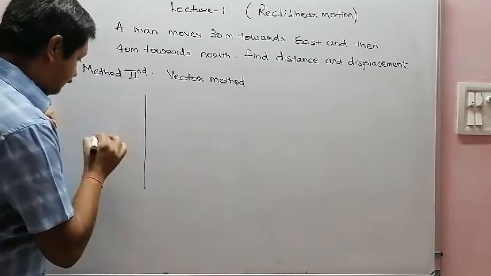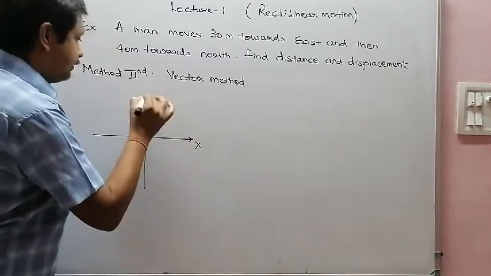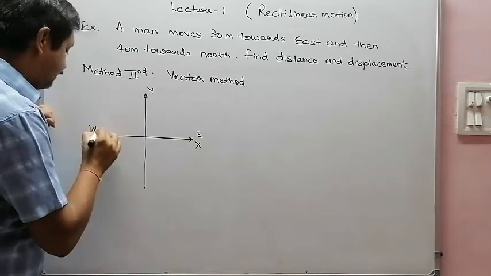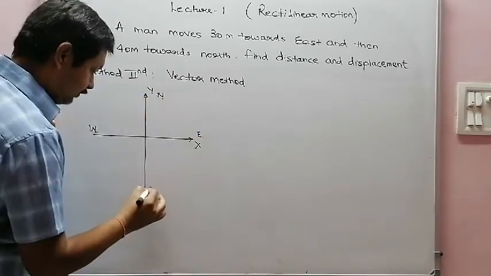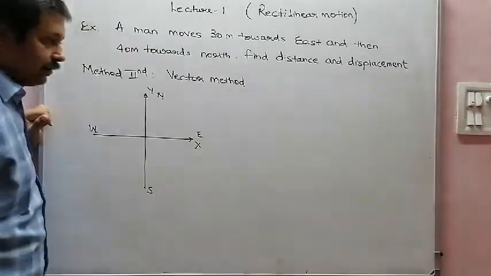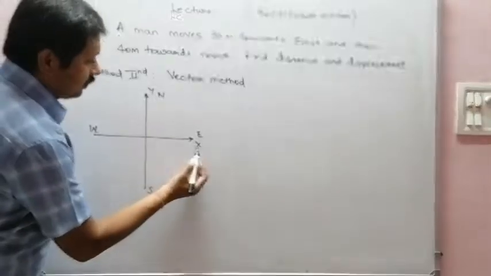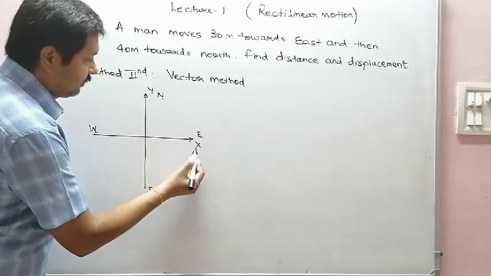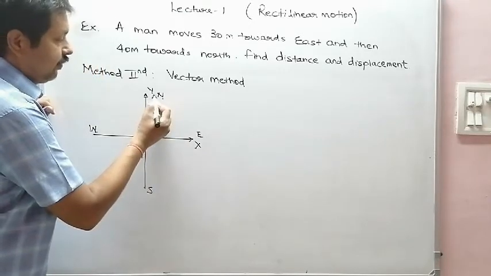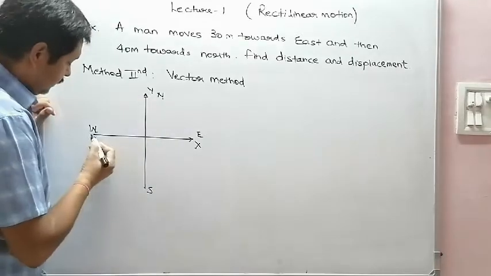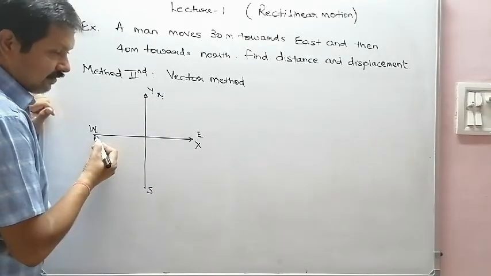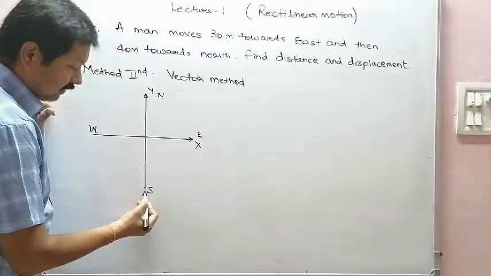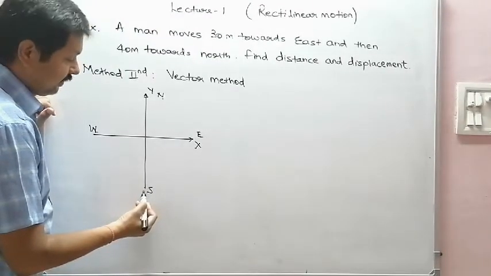Again, let this be x-axis, y-axis. This is east, west, north, south. Positive x-axis is denoted by positive i cap. Positive y-axis is denoted by positive j cap. Negative x-axis is denoted by negative i cap. Negative y-axis is denoted by negative j cap.